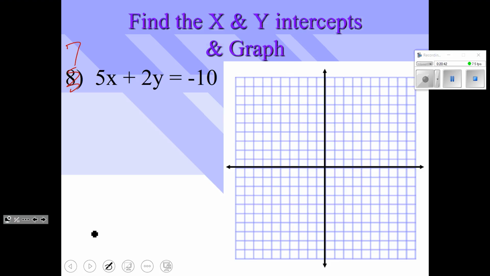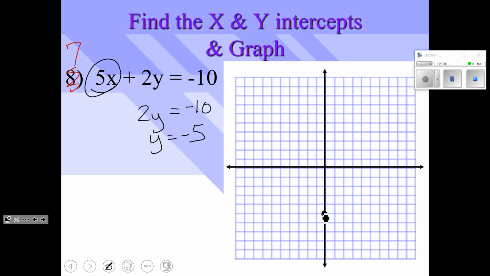So again, you know what's good about this form? It's really easy to find X and Y intercepts. So if I plug in 0 for X, what am I left with? And so what would Y equal? And if Y equals -5, if that is your Y-intercept, where would you go? Up, down, right, or left? You would go down 5. 1, 2, 3, 4, 5.